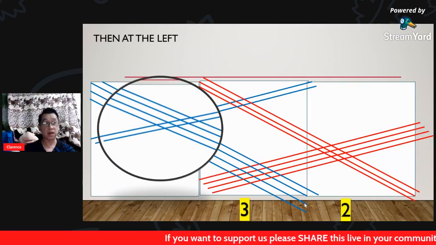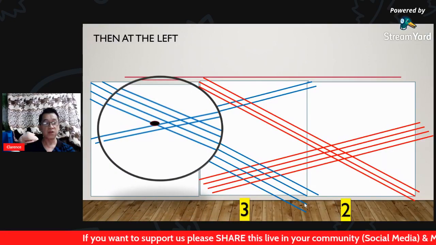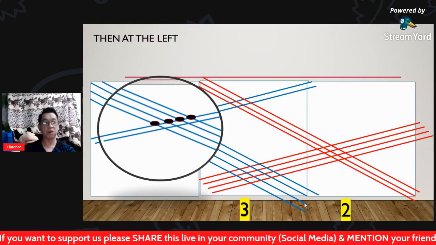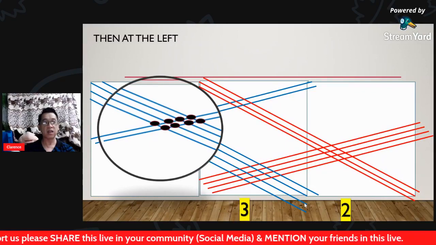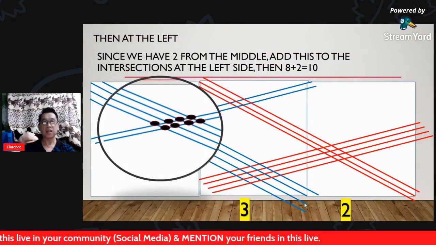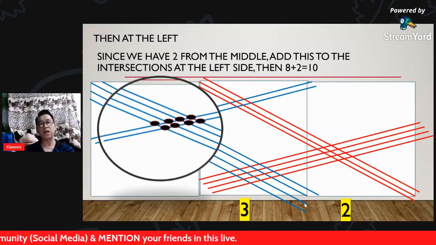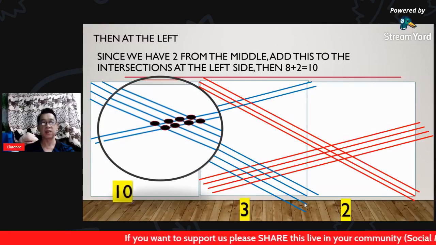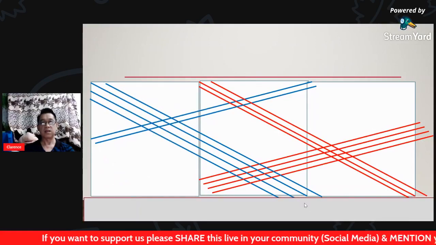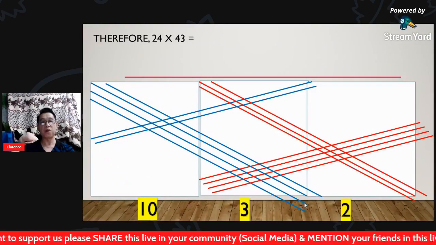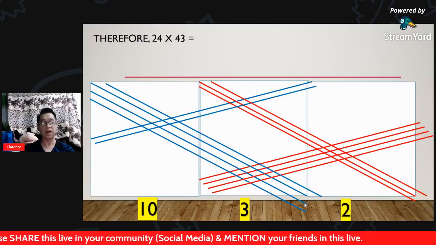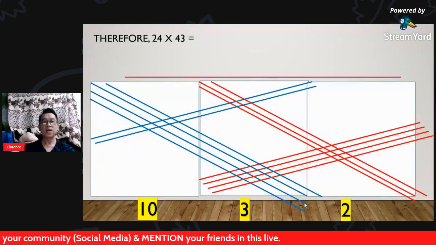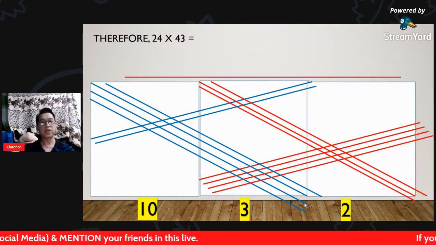So let us count the intersection at the left. 1, 2, 3, 4, 5, 6, 7, 8. So we have 8. Since we have 2 from the middle, add this to the intersections at the left side. Then we have 8 plus 2 is equal to 10. So therefore, 24 times 43 is equal to 1032.